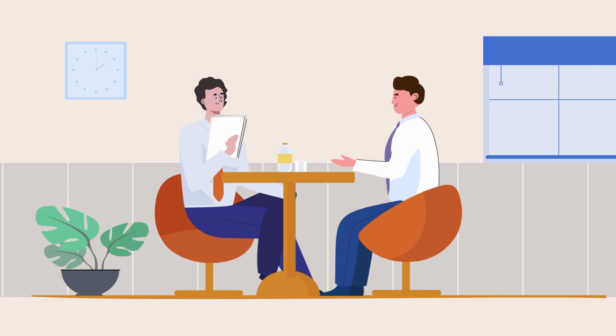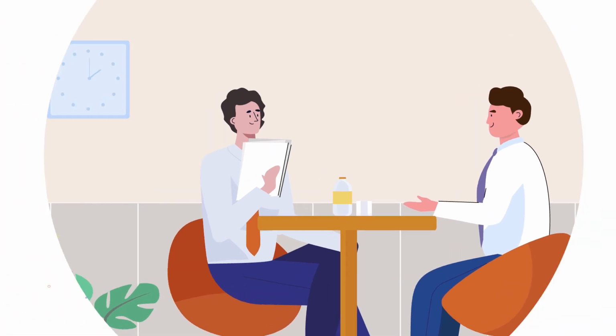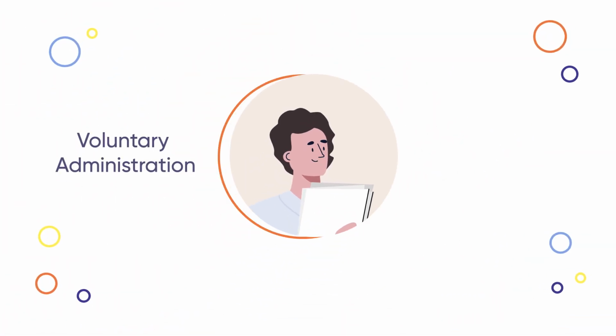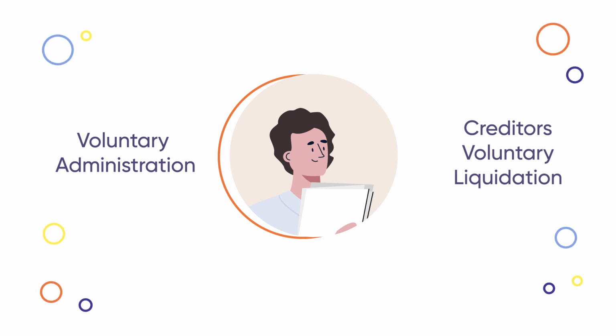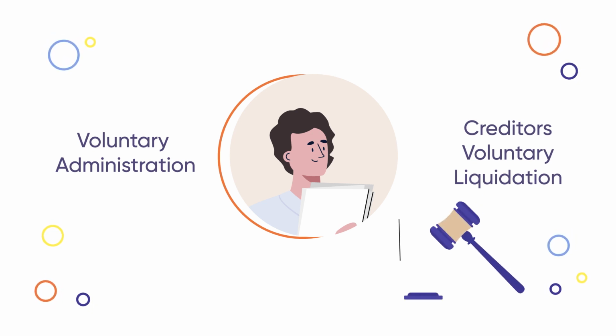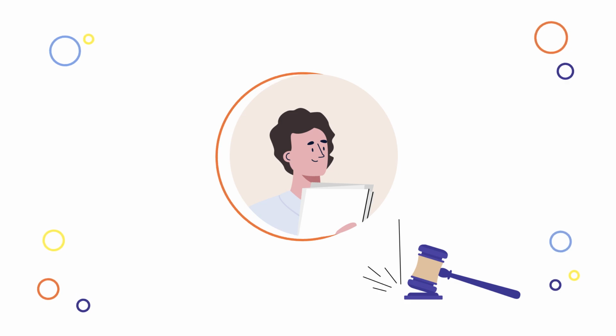Prior to the small business restructuring legislation, there were limited options for directors to restructure their debts. Some of these options were to place the company into voluntary administration or a creditor's voluntary liquidation.